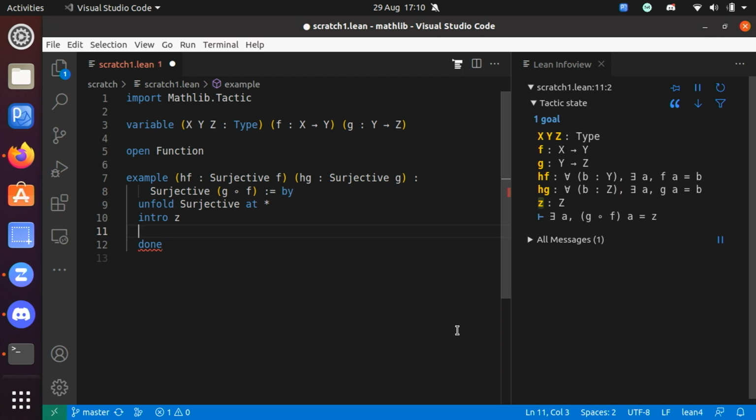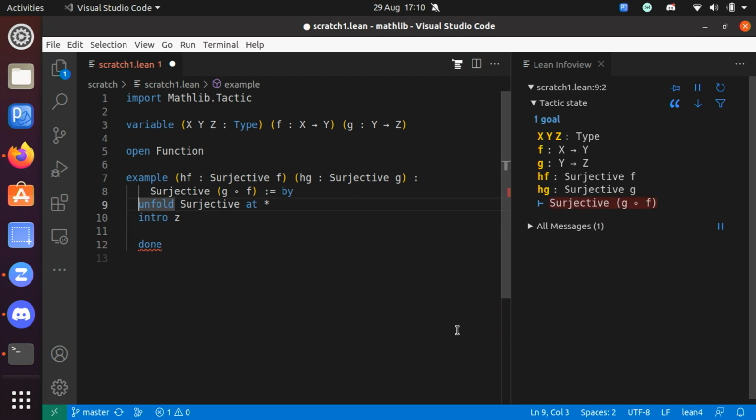How did it know that z is in z? Oh, I get this question a lot. At the beginning, it knows we're trying to prove that this function, g composed with f, is surjective. And it can work out that g composed with f goes from x to z, because it knows that f goes from x to y and g goes from y to z. So it knows that this function goes from x to z.